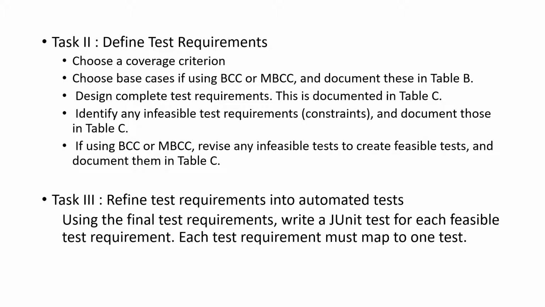And then we have task 3, in which we refine test requirements into automated tests. Using the final test requirements, write a JUnit test for each feasible test requirement. Each test requirement must map to one test. Although it would be possible to satisfy several test requirements with one test, we choose not to do that in this example to keep the tests and mappings simple to follow.